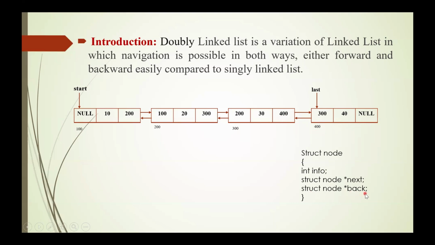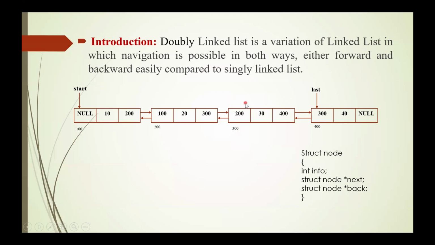Then another pointer stores the address of the back node. For this node, this is the back pointer, and it stores the value 200. What is 200? 200 is the address of the previous node. So a double linked list is a list of elements connected together in such a way that each node stores the information of its next node as well as its previous node. The starting node's previous stores null, and the last node's next pointer stores null.